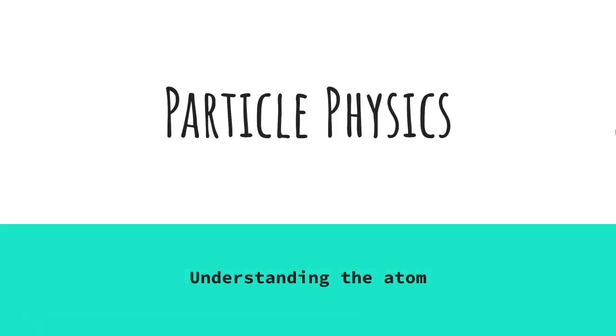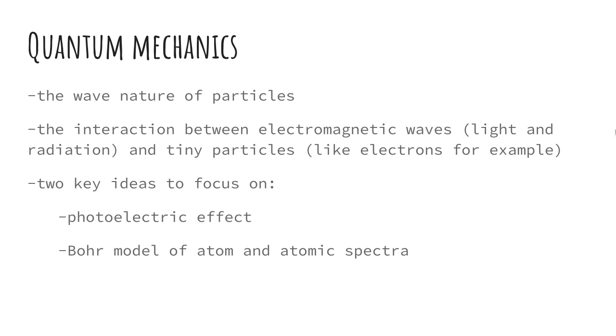So, we're going to start off by talking about particle physics, or understanding the atom. Particle physics can be broken up into two subcategories, quantum mechanics and nuclear physics. Starting with quantum mechanics, it is basically the wave nature of particles. We can also think of it as the interaction between electromagnetic waves, which is like light and radiation, and little tiny particles, like electrons, for example.